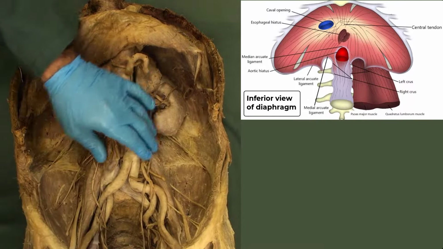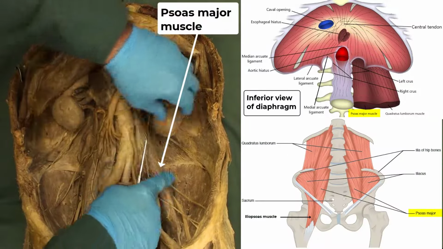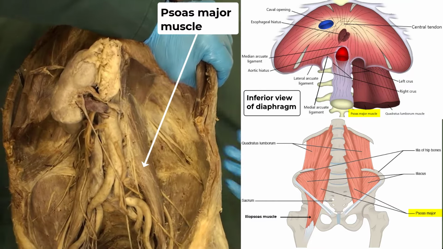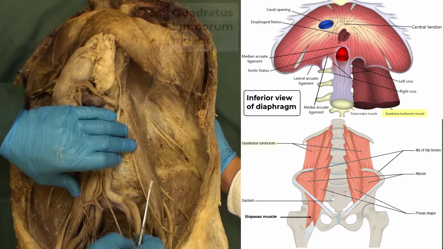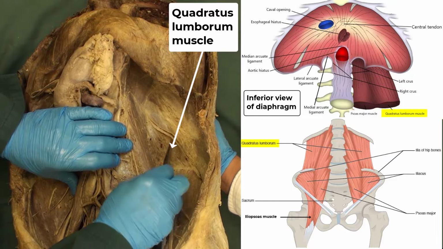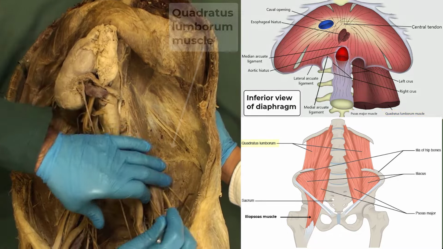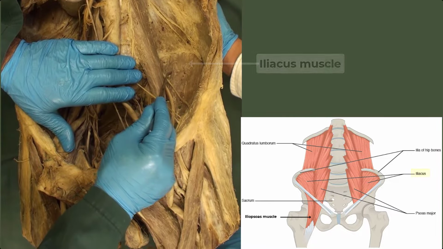Okay. The other muscles that we want to review here are these muscles, one on each side. The psoas major muscle right here. Okay, and I need to lift the kidney one more time. Thank you very much. So that is the psoas major. Then we have the quadratus lumborum muscle right here. Then we have the iliacus muscle right there, attaching to the iliac fossa.